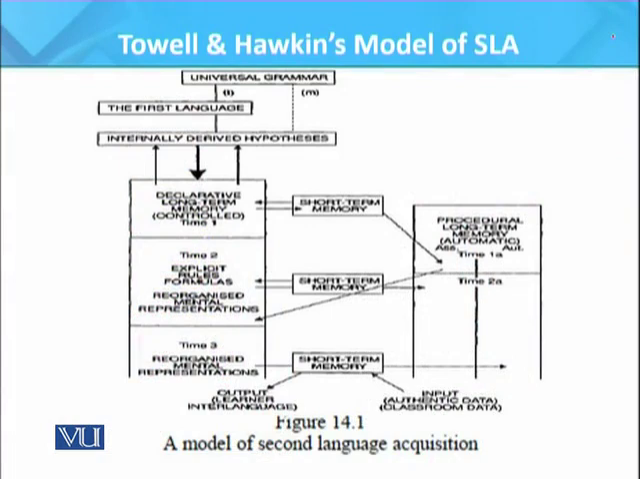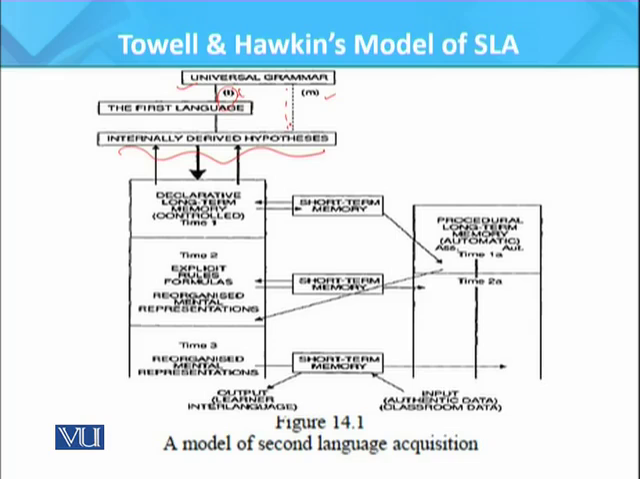Hawkins, where you see the universal grammar, and this is T, which is transfer, this is M, which is mimicking. And you can see that the straight line from universal grammar through first language to the internally derived hypothesis suggests direct transfer. And the dashed lines show the potential mimicking of second language rules.